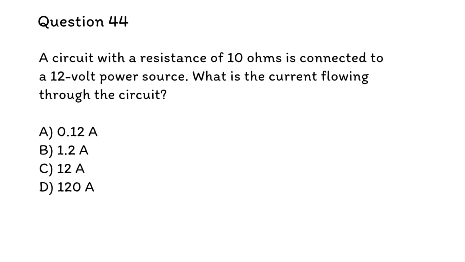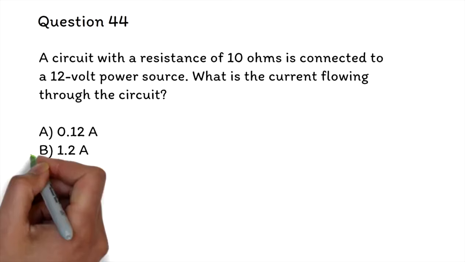Question 4-4. A circuit with a resistance of 10 ohms is connected to a 12-volt power source. What is the current flowing through the circuit? A. 0.12 amperes. B. 1.2 amperes. C. 12 amperes. D. 120 amperes. The correct answer is B.